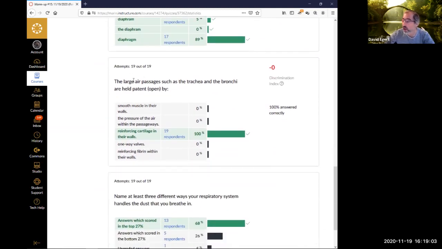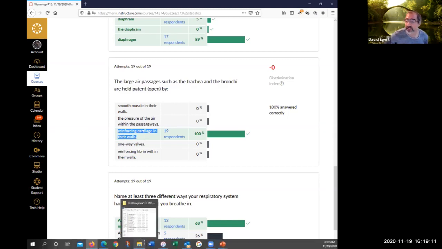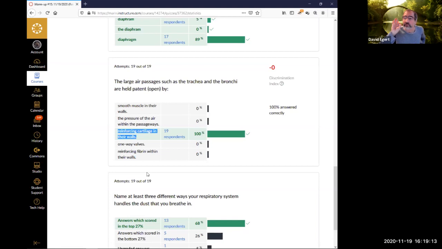Continuing. Large air passages such as the trachea and bronchi are held patent, or open, by cartilage. Okay, everybody got that? Like I mentioned, when you get down into the really small passages, the little bronchioles, then there's no more cartilage. Then it's just smooth muscle, which is enough. That smooth muscle is controlled by the autonomic nervous system, and can increase or decrease the diameter.